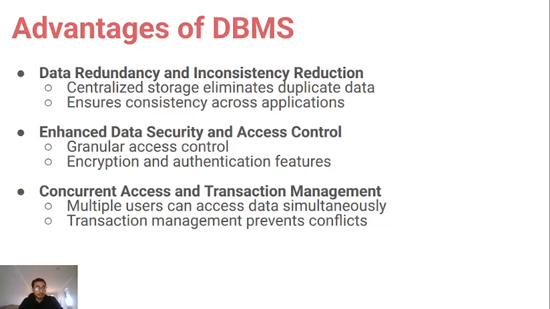So let's talk about the advantages of DBMS. The first one is data redundancy and inconsistency reduction. In conventional file systems, the same data could be kept in several files, resulting in redundancy. When modifications are made, all copies must be updated, which is often not done, resulting in inconsistency. A database management system eliminates this by centralizing data storage. Each data element is stored in a single location and all applications use the same source, maintaining consistency across the enterprise.